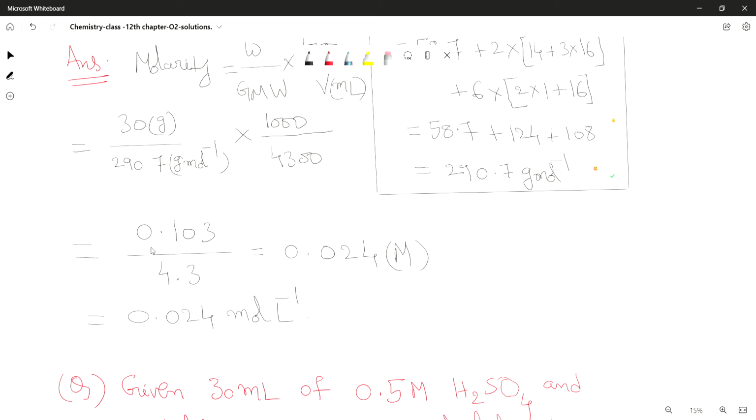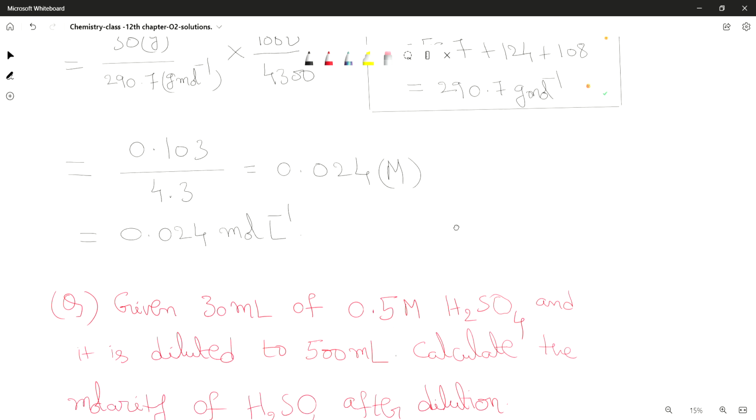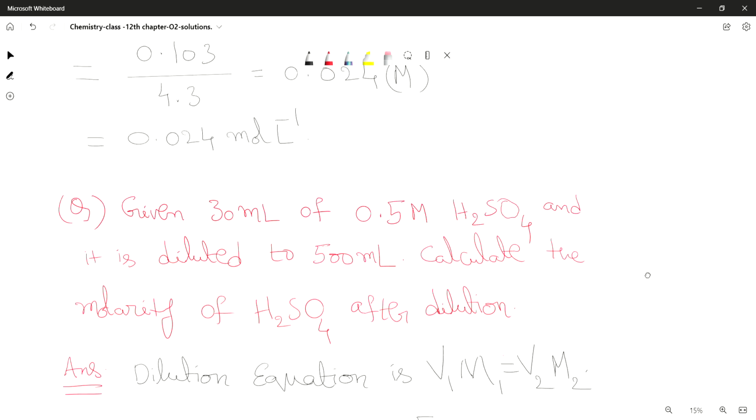So this accounts for 0.103, the number of moles, divided by 4.3 liters. So this works out to be 0.024 molar, or you can write 0.024 moles per liter, mol L inverse. Okay. Next, let us see another question.